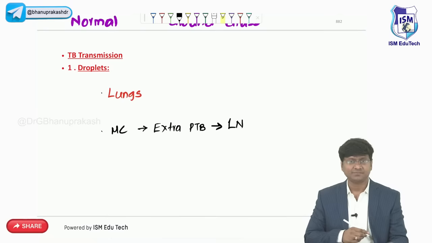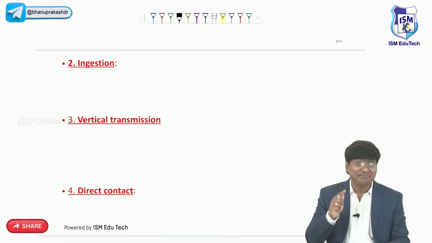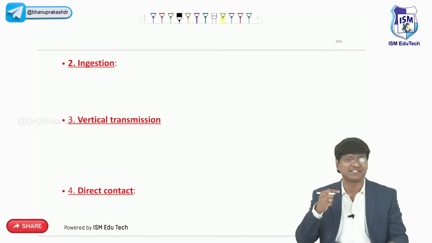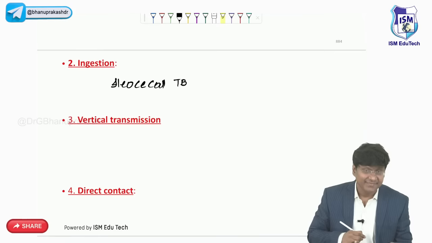genitourinary tuberculosis. For example, the individual has developed tuberculosis by ingestion. If the individual has developed tuberculosis by ingestion, what is the most common site of tuberculosis within the intestine? The most common site within the intestine will be ileocecal tuberculosis. Right? The most common site upon ingestion will be ileocecal tuberculosis.